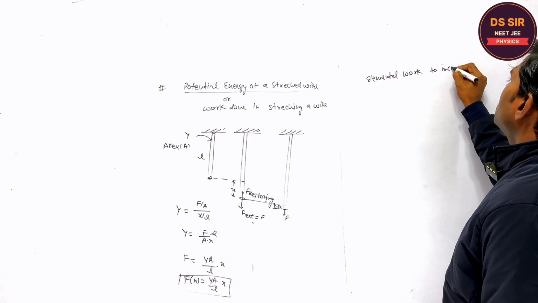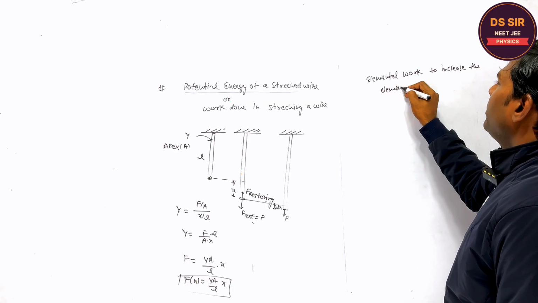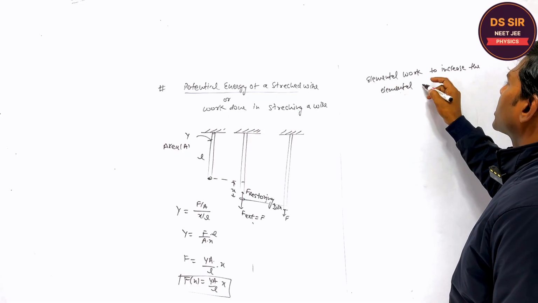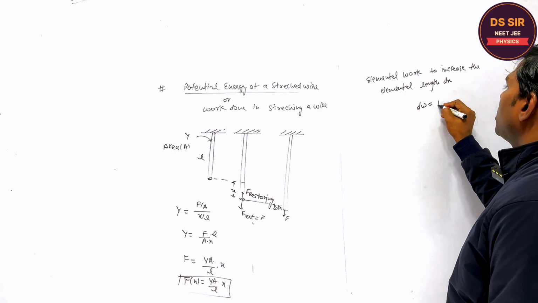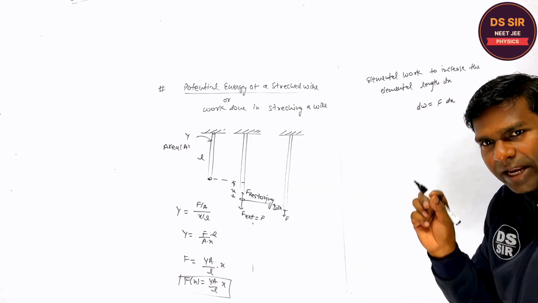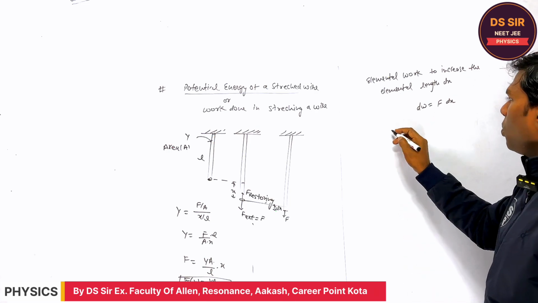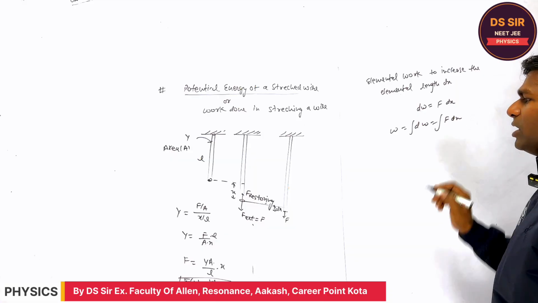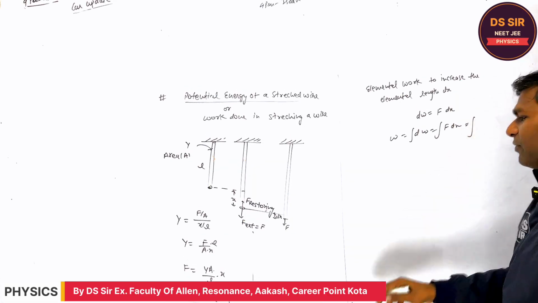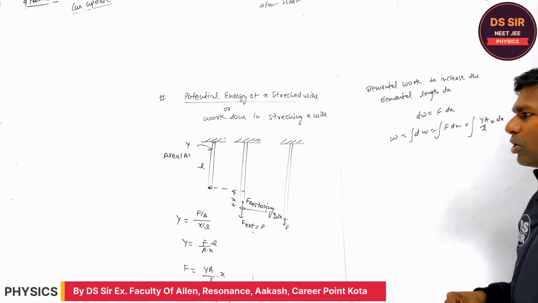To increase the elemental length dx, dW is nothing but F into dx, the elemental work to increase the elemental length dx. So what is the total work? You have to integrate this. Is it clear or not? So what is the value of F? The value of F is YA upon L into x, into dx. Is it clear or not?